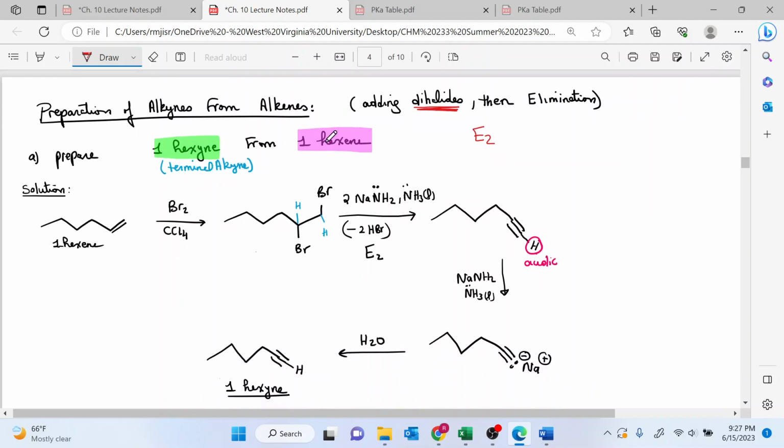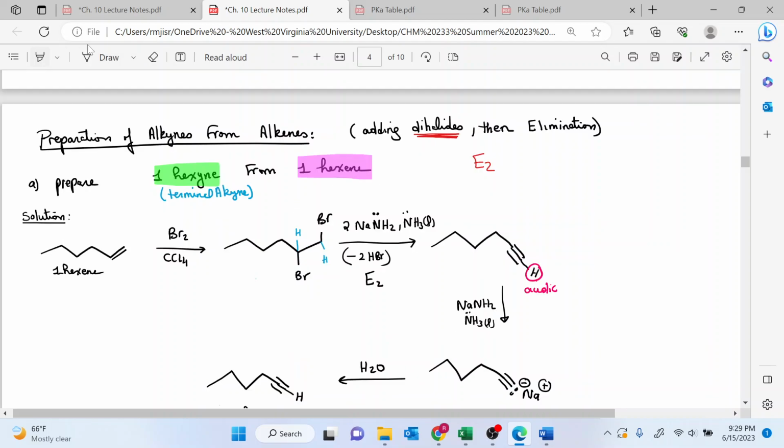So here I am not changing the number of carbons. Notice, I need to prepare starting from 1-hexene. So starting from a 6-carbon alkene, I need to prepare a 6-carbon alkyne. So we're going to start with our alkene. And the only reaction that we know that we can add to the alkene is the bromination or the chlorination. So we can use either Br2 or Cl2 in there, and we're going to form the vicinal dihalide.